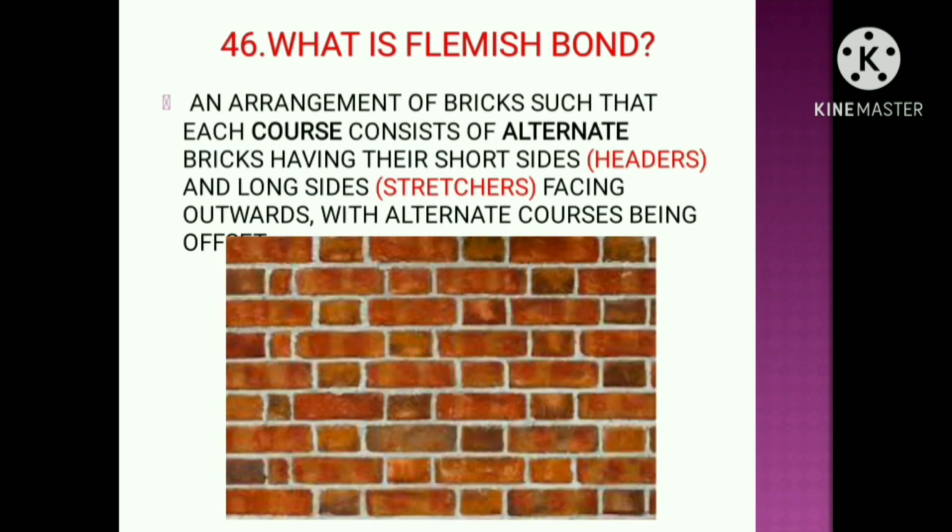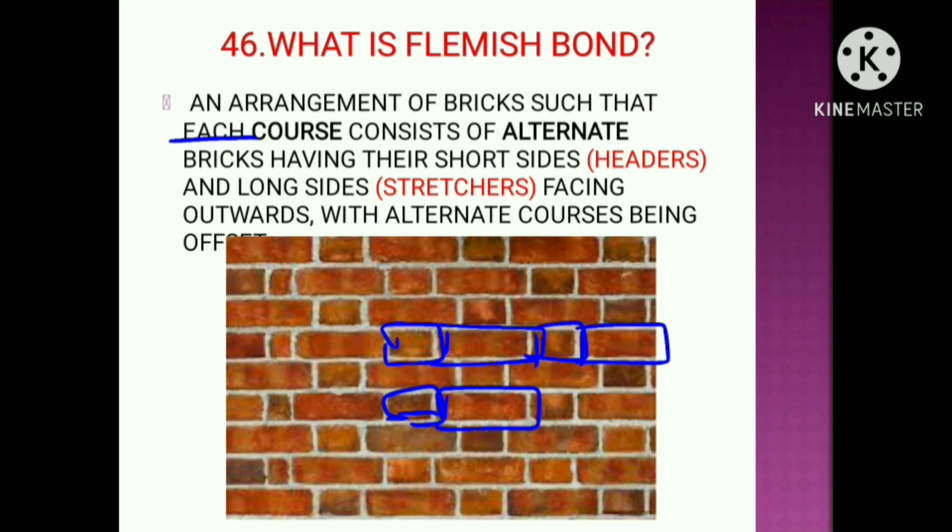What is Flemish bond? An arrangement of bricks such that each course consists of alternate bricks having their short sides, which are headers, and long sides, which are stretchers, facing outwards with alternate courses being offset. So in this case, alternate courses are not provided. Instead of that, alternate bricks are provided. One is header, then stretcher, then header, then stretcher.